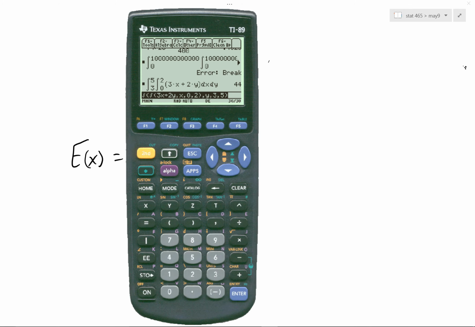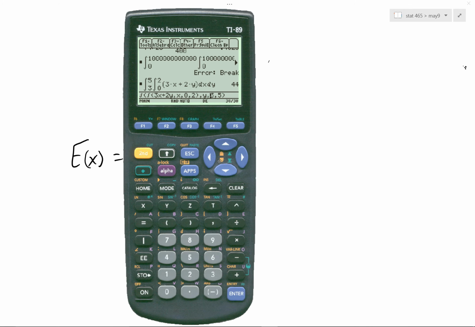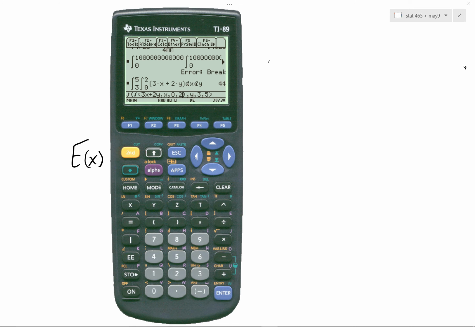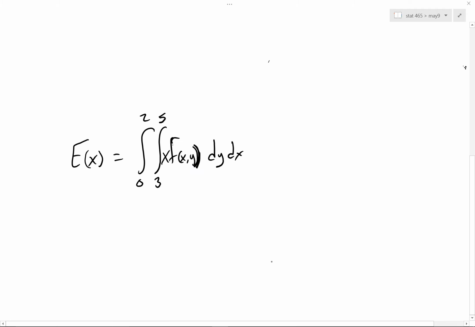I like to cheat on these guys. Notice I don't have to change much, except obviously I need to put that 1/44 out front. And then right in here, I'm going to put in x times parentheses, like that. So 12/11ths. The expected value of x is 12/11ths.